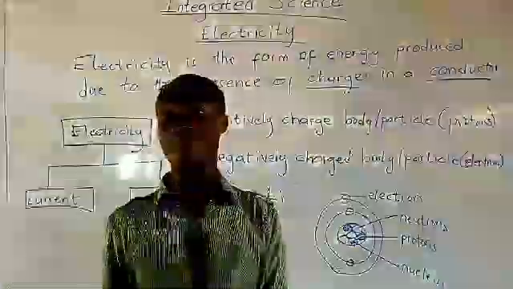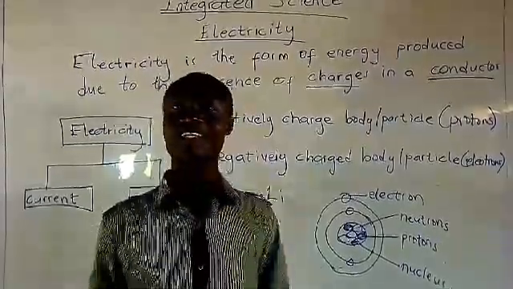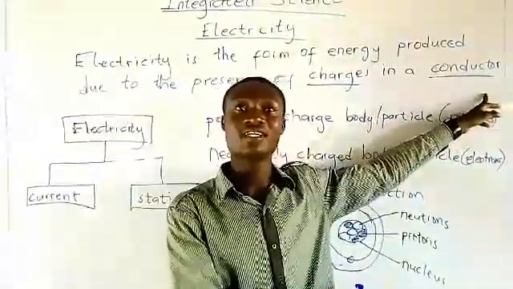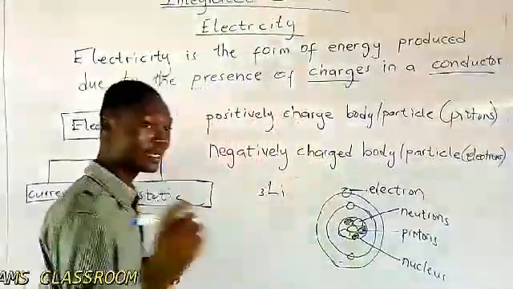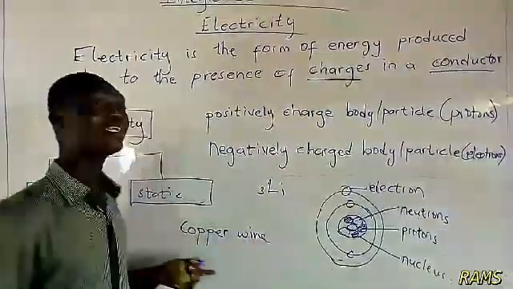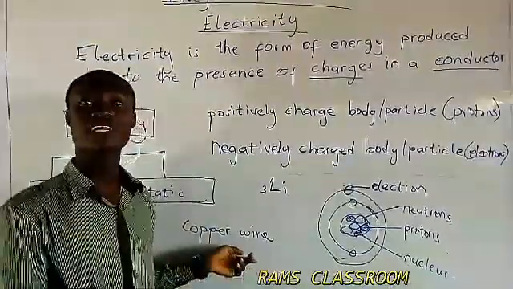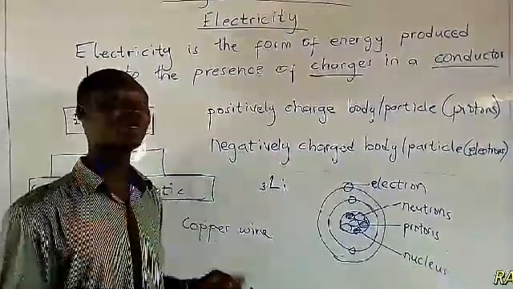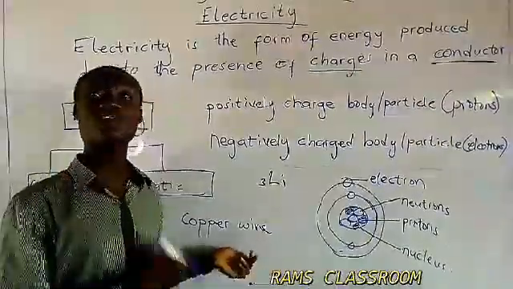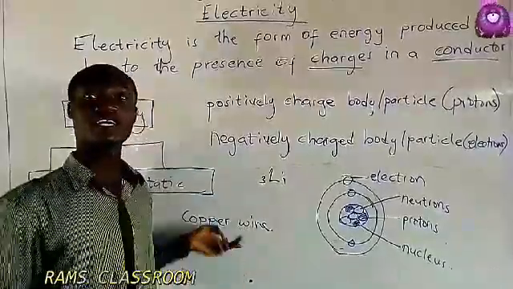Now let's look at what a conductor is. A conductor is just a material that allows electricity to flow through it. A typical example is copper wire. This copper wire here is a metal, and copper is a very good conductor, meaning that it allows a maximum amount of electricity to flow through. This copper wire is mostly used in our various homes, in our wirings or connections. The wires that we see are mostly made of this metal, copper.